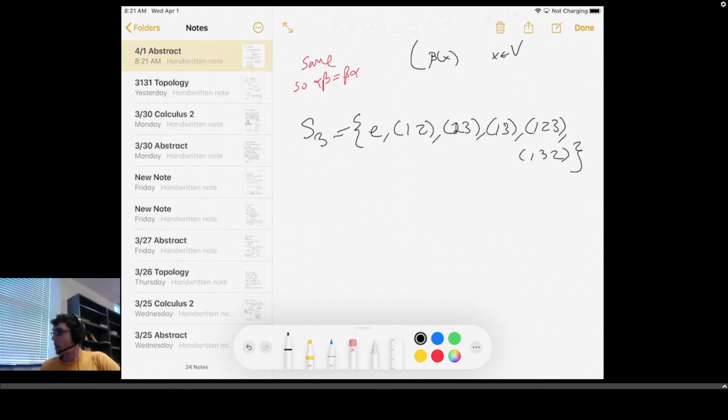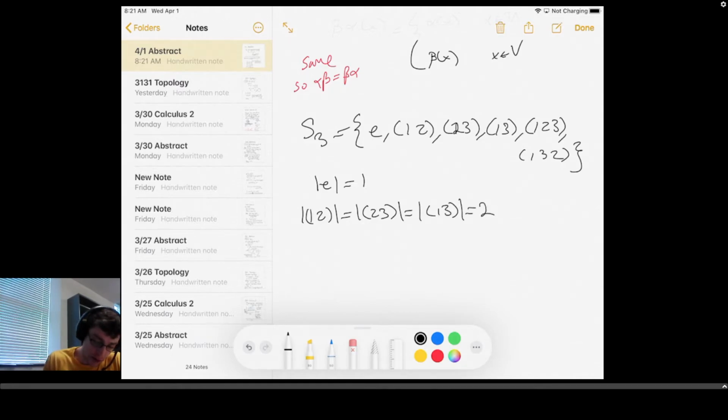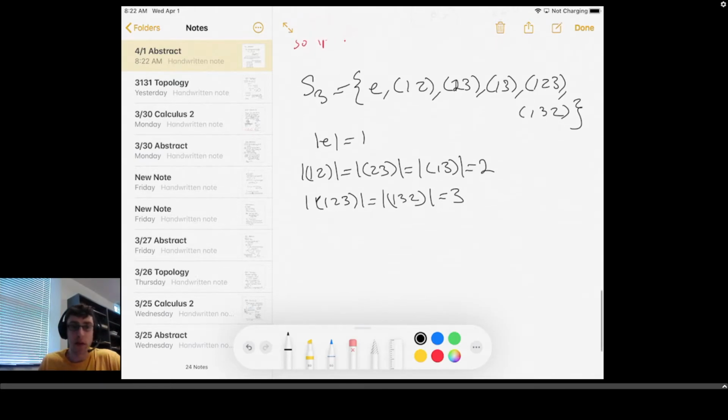Order is the size of the set inside the parentheses. Yeah, it's just the length of the cycle, right? So basically the order of e is 1, the order of (1 2) is the same as the order of (2 3), which looks like (2 1 3) because I can't write, and the order of (1 3) is 2, and then the 3-cycles have order 3. Yep. Okay, I agree. It is as simple as that.